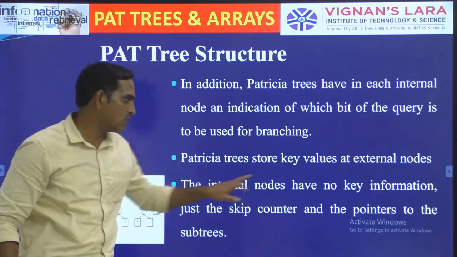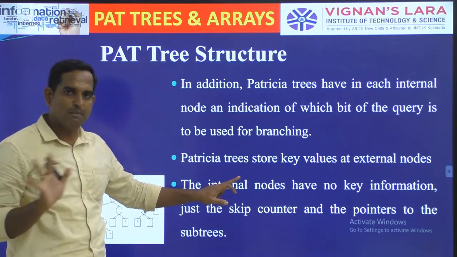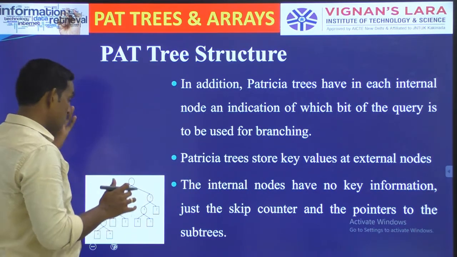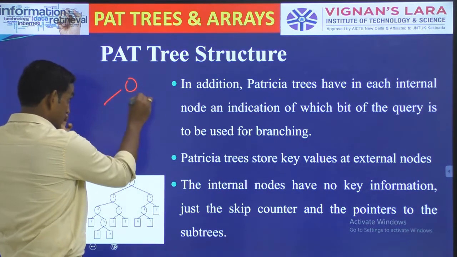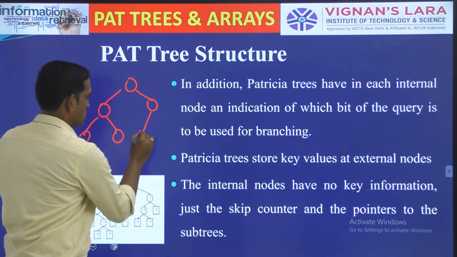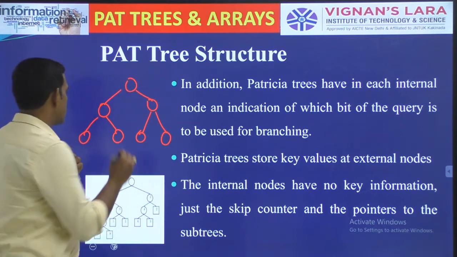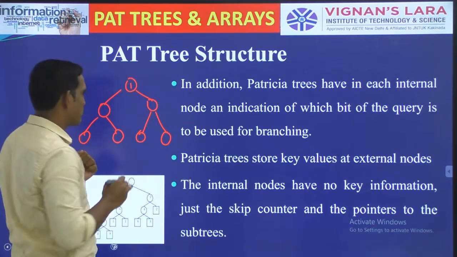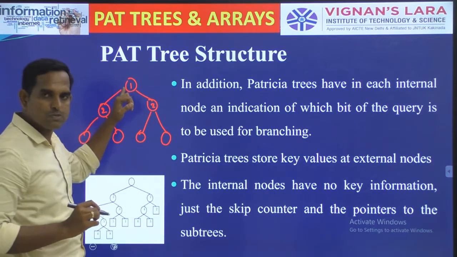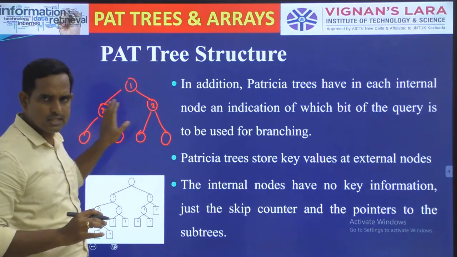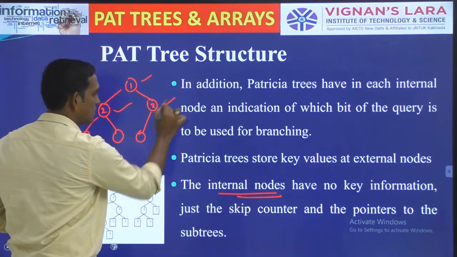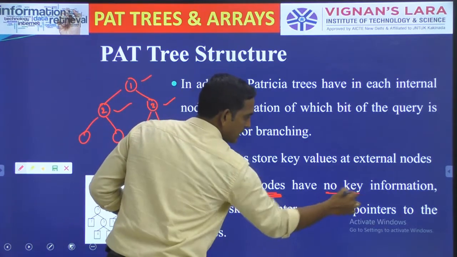So the internal nodes have no key information. Remember, there will be no key information. They will be used for only two purposes. Okay, if this is your Patricia tree, I will specify the values like this: 1, 2, 2. Okay, this doesn't have any key information. Remember, these three are internal nodes. These internal nodes have no key information.